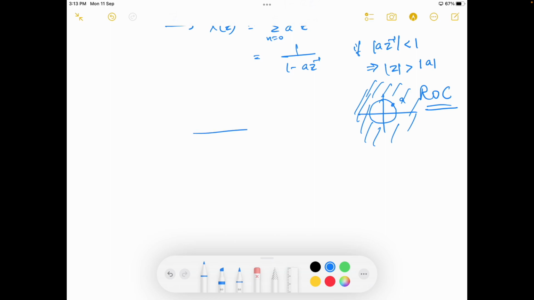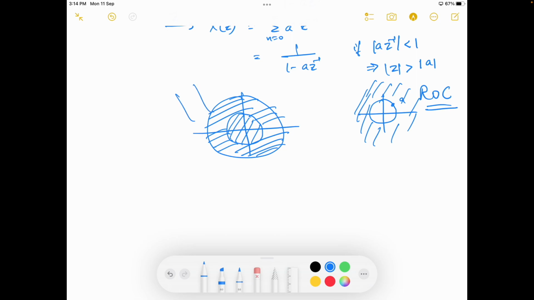Now, our ROC is generally of three kinds. Either my ROC could be like this, which means inside a circle, or it could be an annulus, right? Or it could be outside the circle. Generally, ROCs are in circular shapes, either a disc or a ring or a punctured disc. Right?